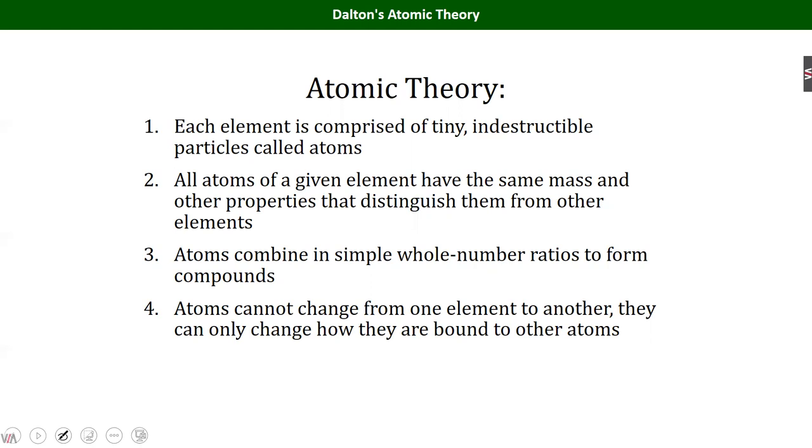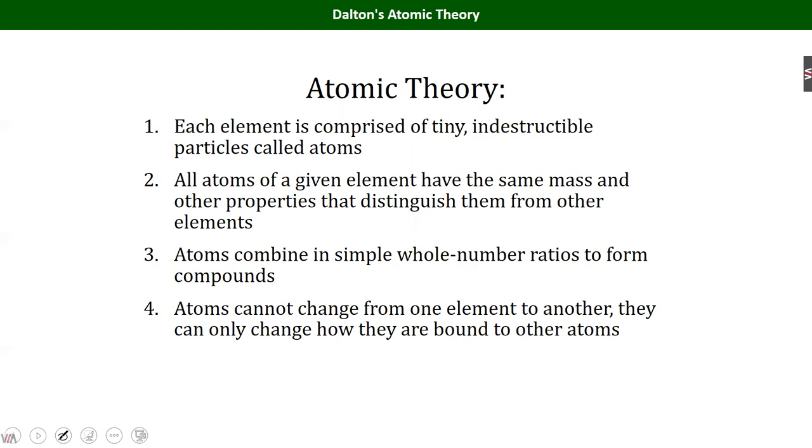And all atoms of a given element have the same mass and other properties that distinguish them from other elements. So now we're not talking earth, wind, fire, water anymore. We're talking about elements like on the periodic table, but they didn't have the periodic table. They just knew that hydrogen was a thing. So this number two basically just says hydrogen's different than every other element because it has these different properties.